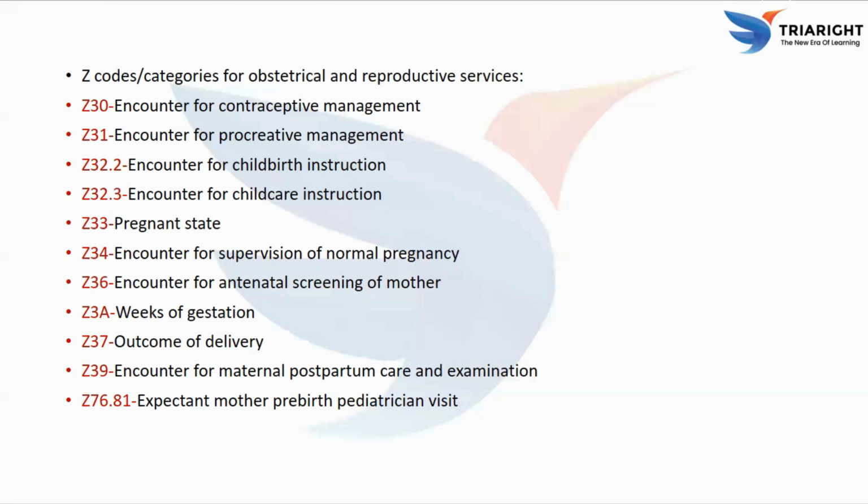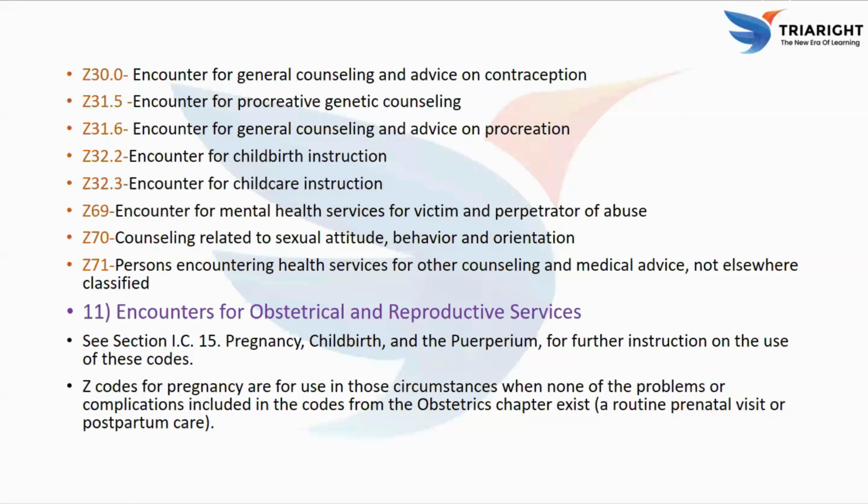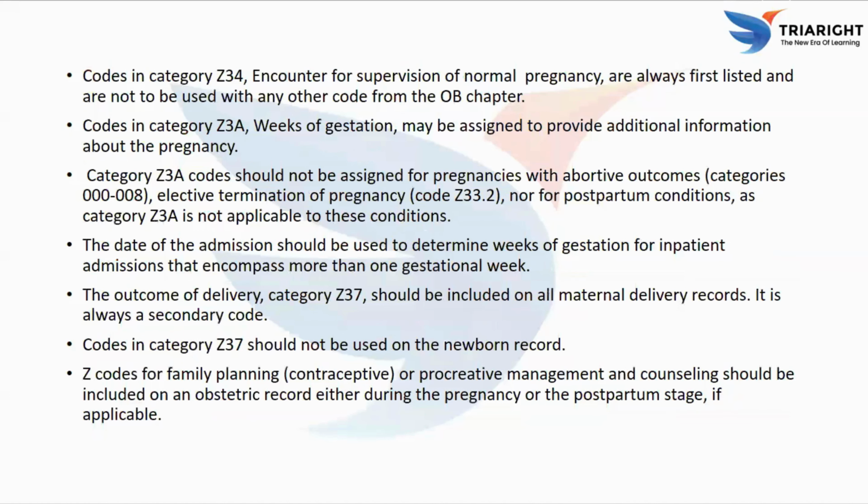And last is Z76.81 for accepted mother pre-birth pediatrician visit. So this Z76.81 code, it is used when pregnant woman meets pediatrician before the baby is born. For example, choosing a pediatrician and discussing newborn care. So this is about encounters for obstetrical and reproductive services codes.